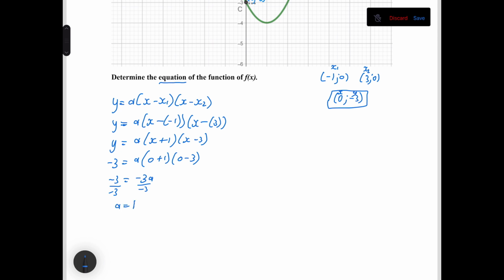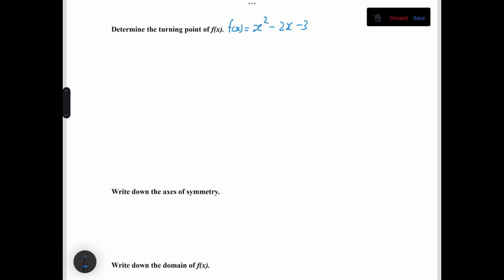So now we substitute: y equals, in the place of a we put 1. So it's going to be 1 open bracket x plus 1 and then x minus 3. Now remember that we want to get the formula that we showed earlier on top. So now we can multiply out the brackets, and that's going to give me x squared minus 3x plus 1x minus 3. And then y is equal to x squared minus 2x minus 3. And there we go. And so there we have our trinomial in standard form.